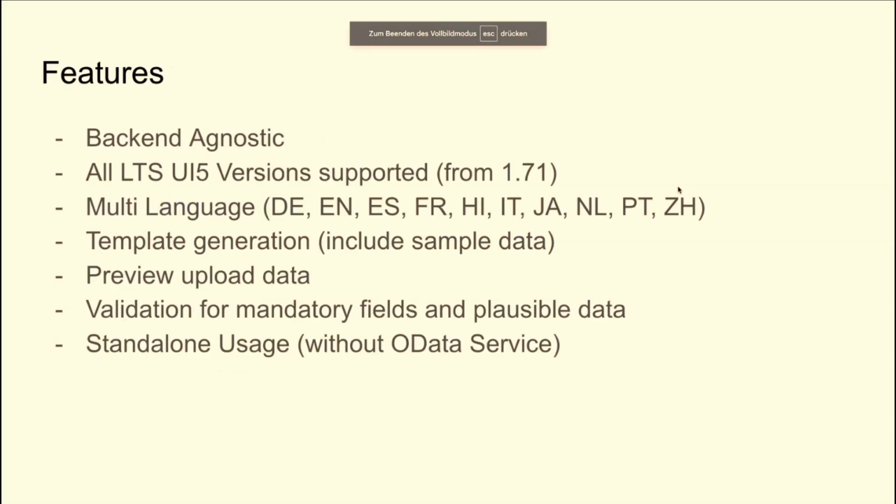Now, what more features? The main feature: backend agnostic, because everything happens in the front end. So it doesn't matter what the backend is. Is it SEGW? Is it CAP? Is it RAP? Doesn't matter. Everything happens in the front end. And then I use just the UI5 standard APIs. All long-term support UI5 versions are supported. As I said, I want to support ECC. So currently everything from 1.71 is supported up to 2.0. So the newest version, which is not yet released, is already supported.